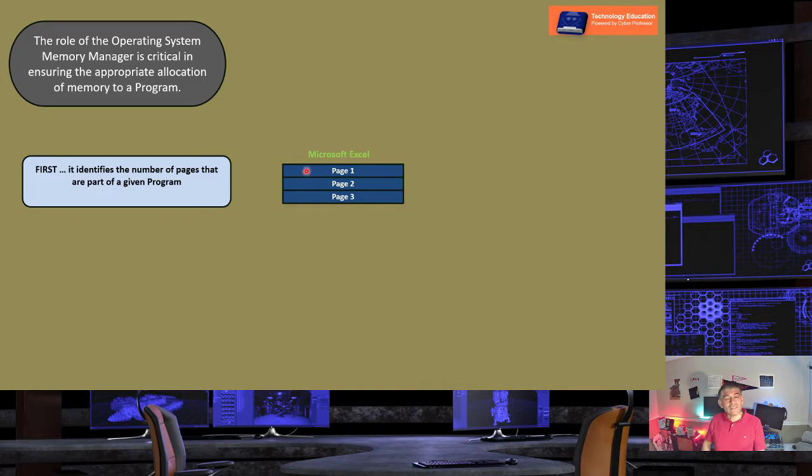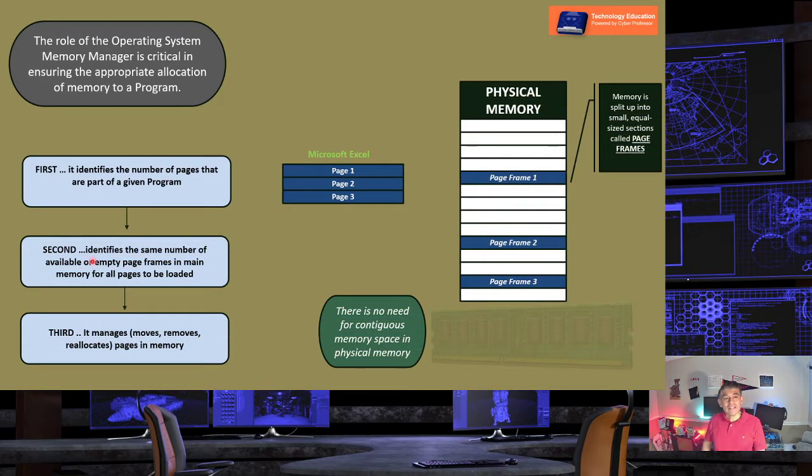And they are depicted here in the middle, with Microsoft Excel being the example job or program that we will use for our review, which is divided in 3 equal size pages, named page 1, page 2, and page 3. Second, the operating system needs to identify the same number of available or empty page frames in main memory for all pages to be loaded, so Microsoft Excel can be loaded into physical memory.